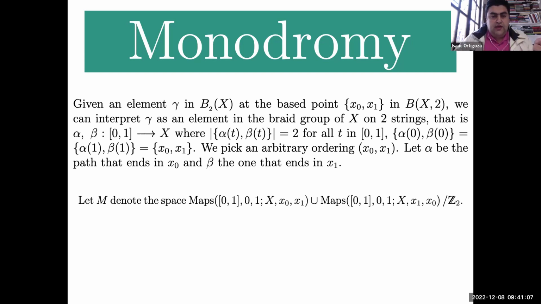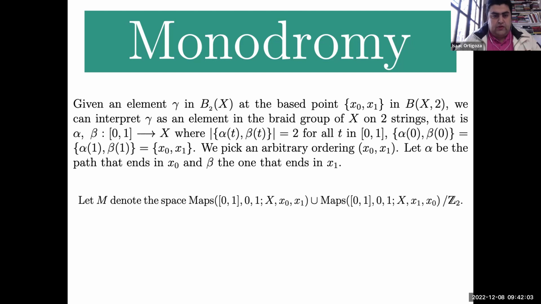And if we take an element of the fundamental group, we have to understand this element as two strings over X, such that for each element in this fundamental group, we have two paths in X that for each t, the cardinality of alpha(t) and beta(t) is equal to 2. Also, its endpoints and starting points are X0 and X1.